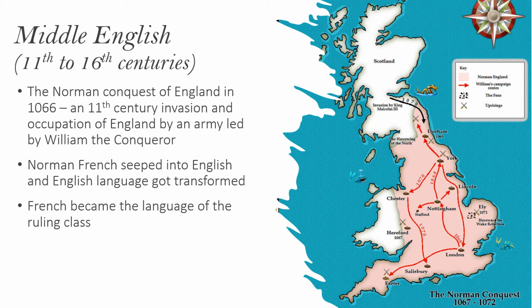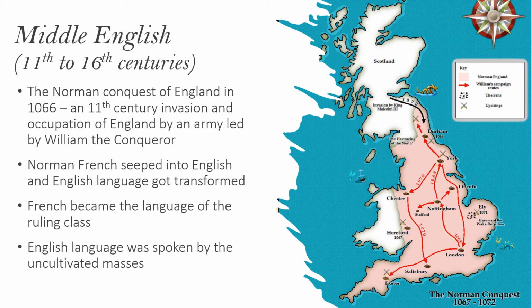It was spoken by the royalty. French was spoken by aristocrats and high-powered officials. And some of them couldn't speak English at all. As a result, French became the language of the ruling class. But the English language continued to be spoken by the uncultivated masses. They did not know French. So the uncultivated masses, the common people, they spoke the English language.